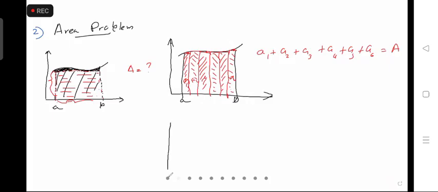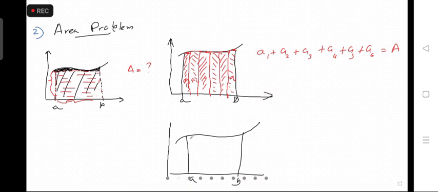If you divide the total area into very small rectangles, very small, and when you add all the areas of the small rectangles together, then you have a good approximation for the total area under this curve within these two boundaries.